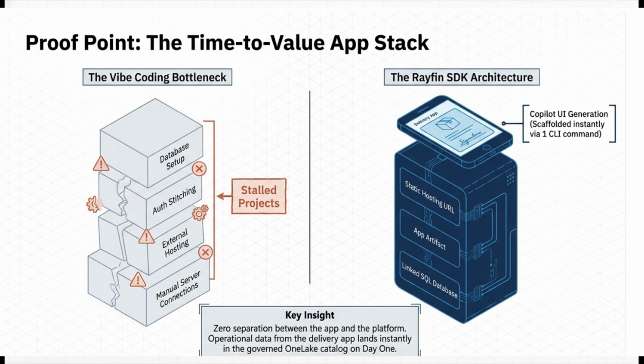But here is the absolute most important takeaway. Because Fabric is running the back end, there's zero separation between the app you just built and your enterprise data platform. All of that operational data is flowing directly into your governed OneLake catalog, sitting right there alongside the rest of your business assets. Day 1, minute 1, it's enterprise ready.